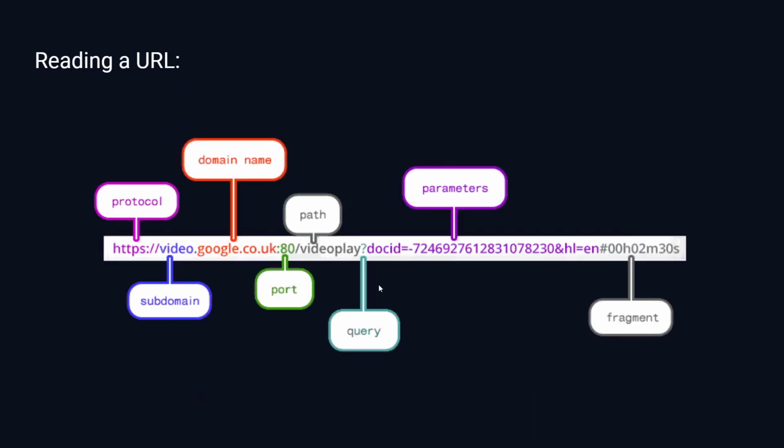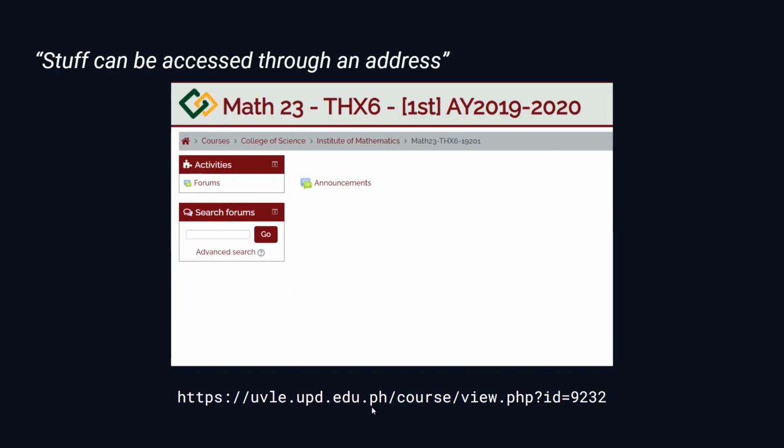And then we have a path, no? So basically these are folders. Within sa quote-unquote server ni Uvle, may folder ako na course. And then may file ako na view.php. And then may finifeed na akong parameters na ID 9232. So meaning nito is, can you give me view.php sa folder na course sa domain ni Uvle with the protocol na HTTPS, no?